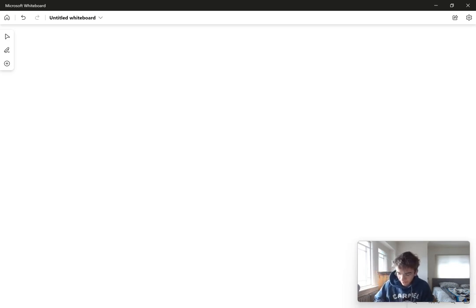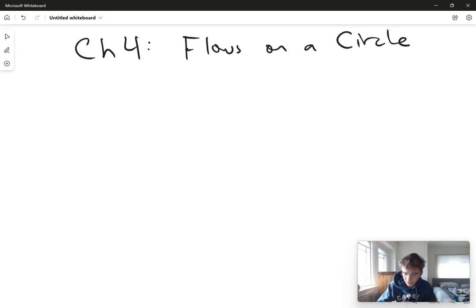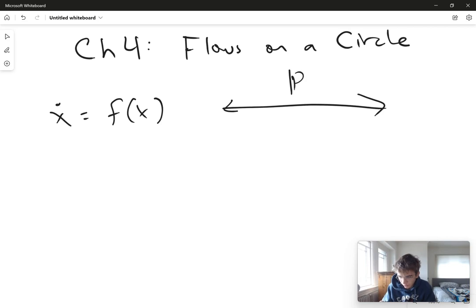Okay, so today we're going to cover chapter 4 of Strogatz, which is flows on the circle. Now this is a pretty brief chapter, so I'm going to go through it. We're essentially going to use all of the analysis that we've been using previously, except we're going to change our domain from the real line to that of a circle.